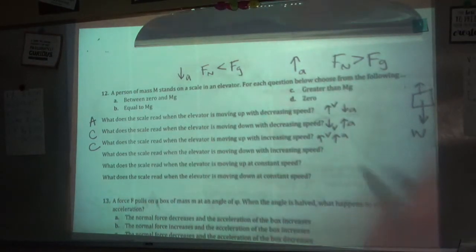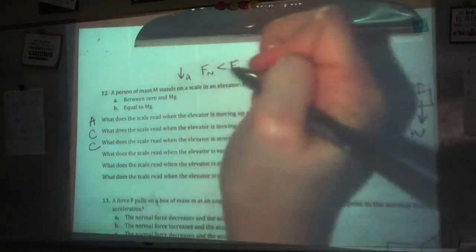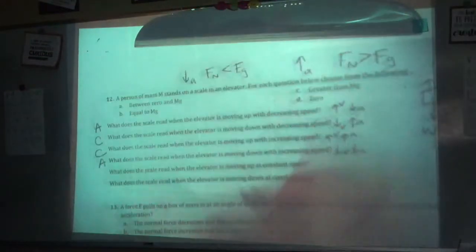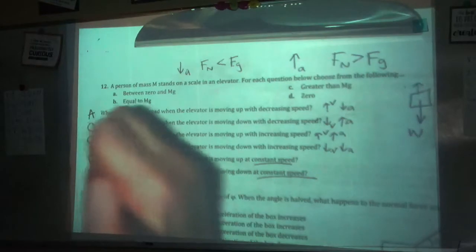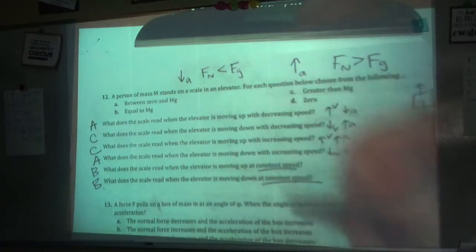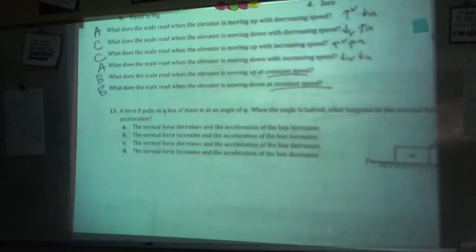When it's moving down with increasing speed, so that's acceleration in the same direction, accelerating down would be normal force less than the weight, A. And then constant speed means they're balanced, so it would be equal to the weight, B and B. Doesn't matter if it's moving up at a constant speed or down, or if it's at rest, it's balanced.